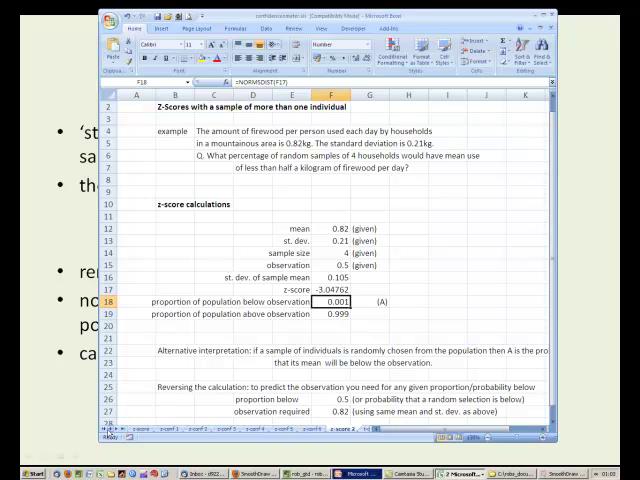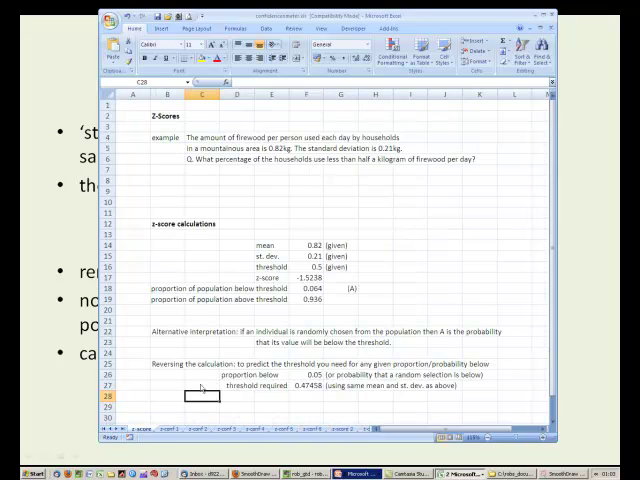Compare that with the original one. We just took that one household. You've got a 6.4% chance. So from the same population, you've got a 6.4% chance of picking out a single household which uses less than half a kilogram of firewood per day.